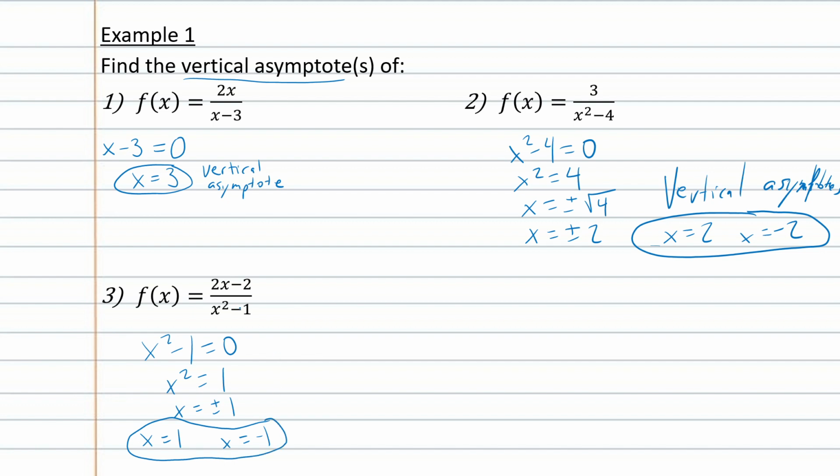So those are my two vertical asymptotes for that one. And you can graph that one as well if you'd like. I'm not going to graph every single one of them. You should have a TI calculator. You should be able to graph some of these on your own.